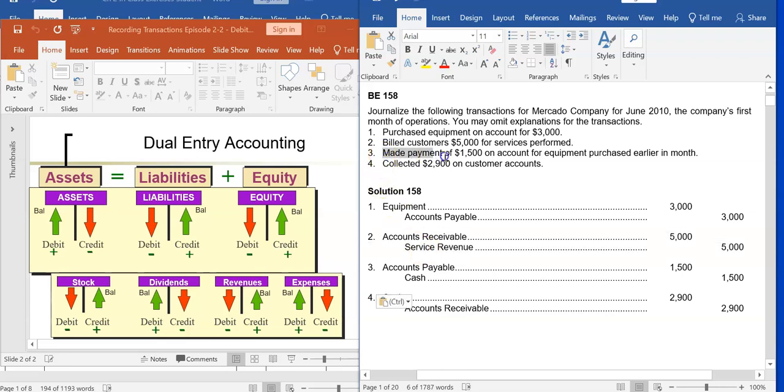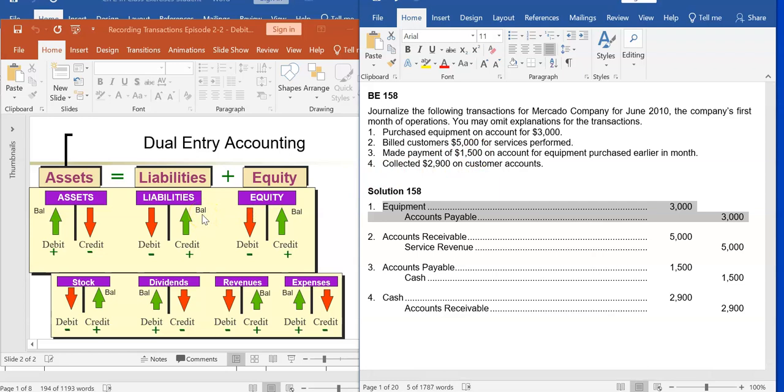Next transaction, made a payment of $1,500 on account for the equipment purchased earlier in the month. Remember up here, we had purchased equipment on account. At that time, we recorded into the accounting system an increase to equipment and an increase to accounts payable. We are now paying off that liability. Because we are making a payment, liability is decreasing.